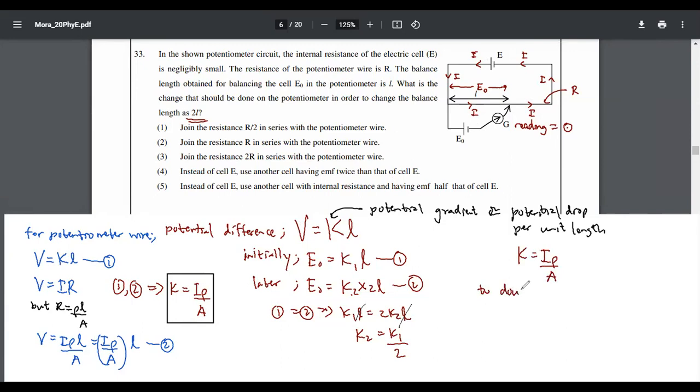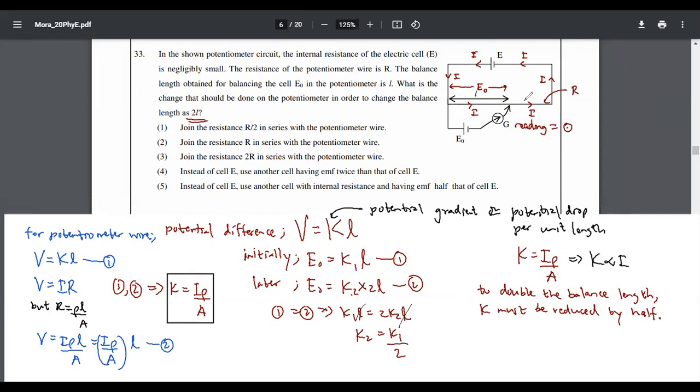To double the balance length, what should I do? To double the balance length, K must be reduced by half. If you want to reduce K by half, who should be reduced by half in this equation? In this equation, you can say K is proportional to the current going through it. Rho and A are constants now.